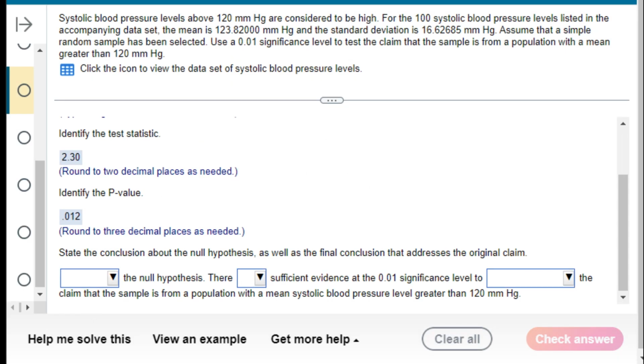State the conclusion. Students often find that this conclusion is the hardest part, but once you know the drill, it's super easy. The key is properly interpreting the p-value.